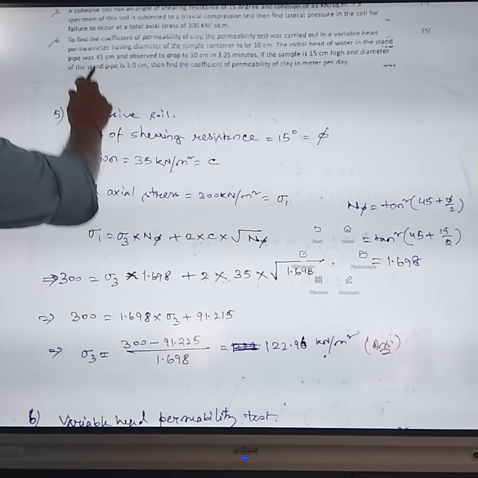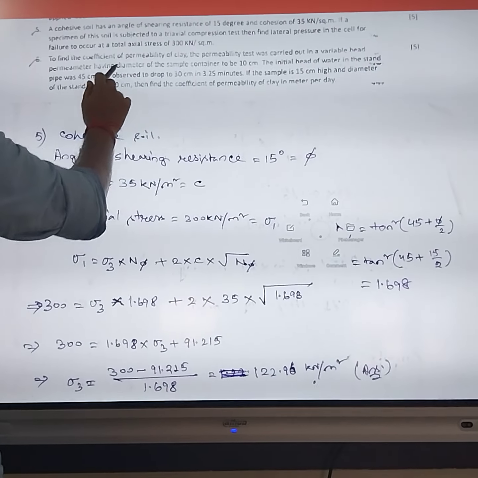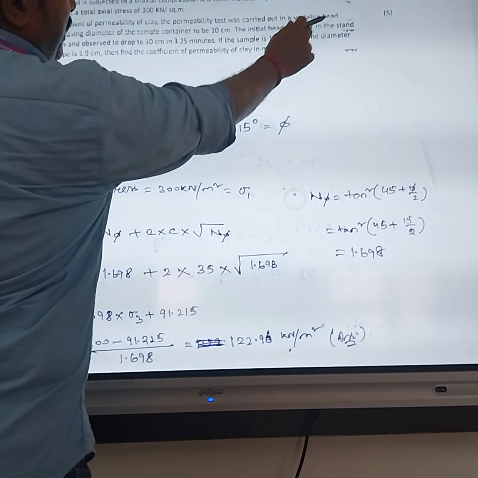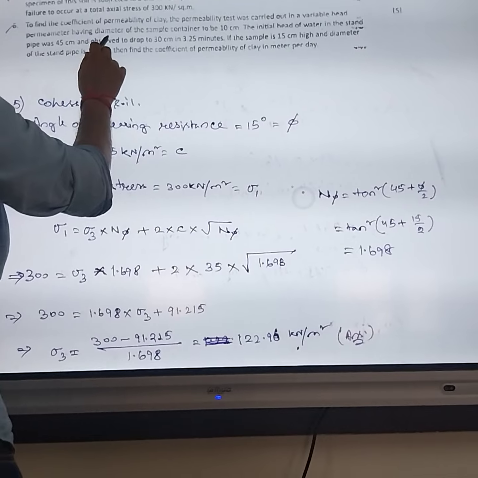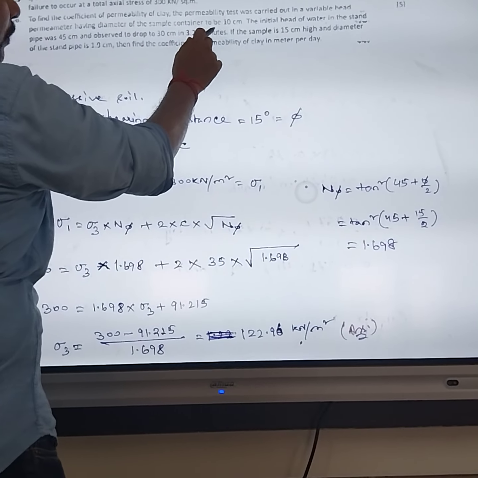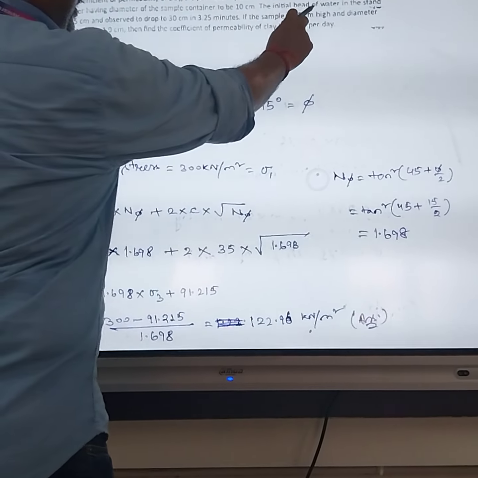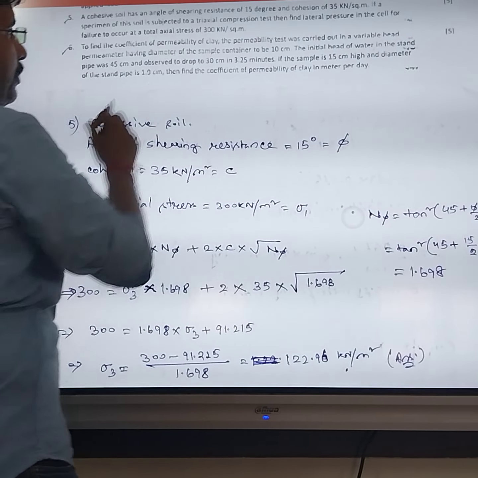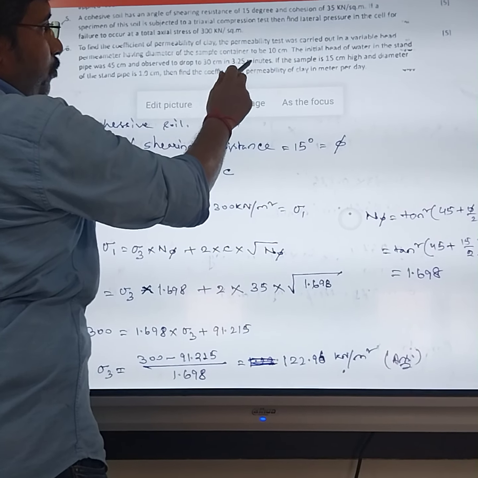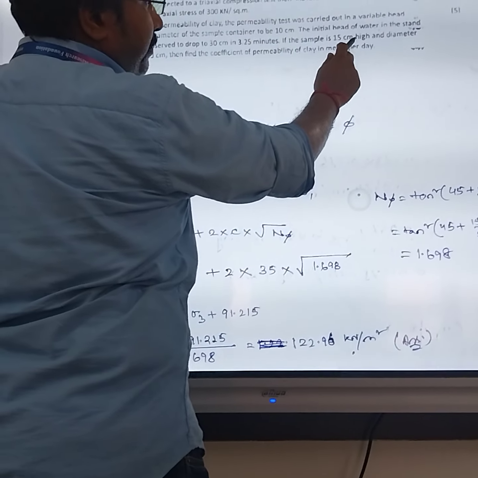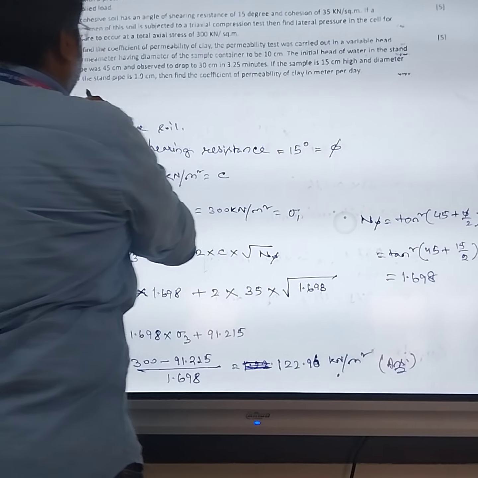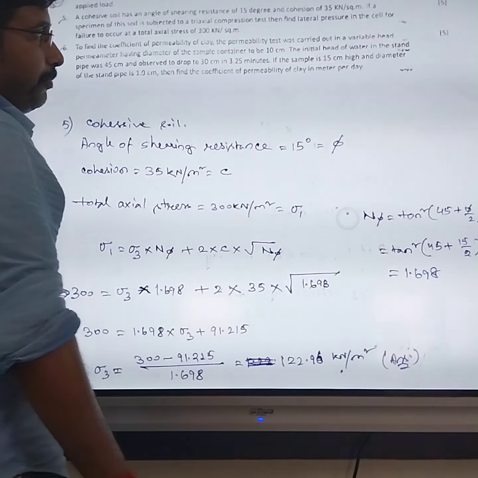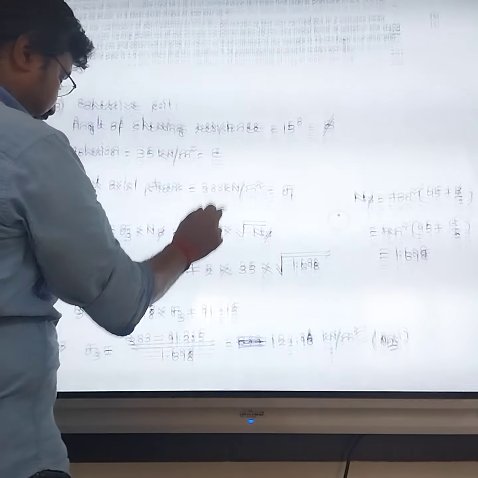Now question number 6 is to find the coefficient of permeability of clay. The permeability test was carried out in a variable head permeameter having a diameter of the sample container of 10 cm. Initial head of water in the standpipe was 45 cm, observed to drop by 30 cm in 3.25 minutes. If the sample is 15 cm high and the diameter of the standpipe is 1 cm, then find the coefficient of permeability of clay in meter per day.